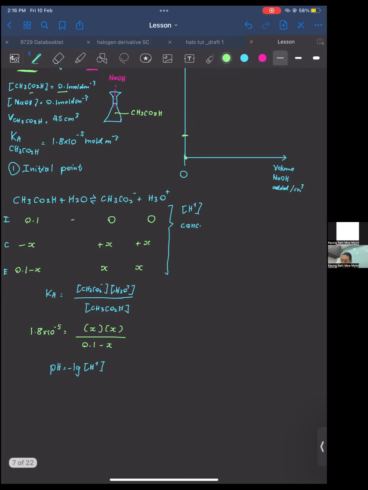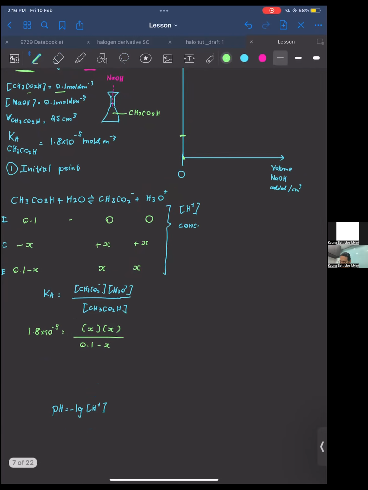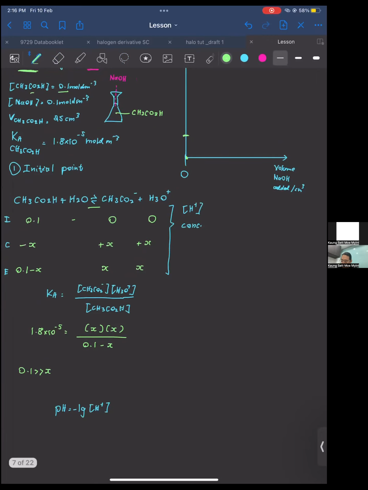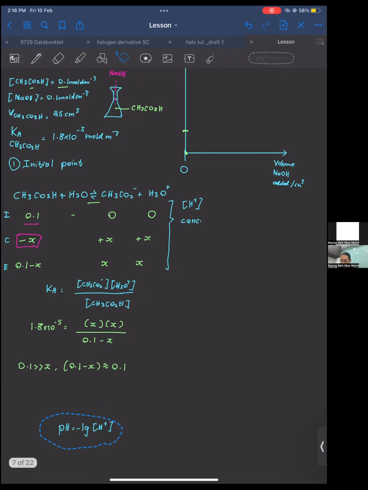So what we're going to do is solve this to give us what is X. You must remember that X is the H plus concentration. If we solve X, you can solve the pH. Again, I said before, we are going to assume that 0.1 is much, much bigger than X because this is a weak species, and that means that the amount that it dissociates must be much, much smaller than the original amount. So that means that 0.1 minus X is just approximately 0.1. This will allow us to solve the equation without using quadratic equations.